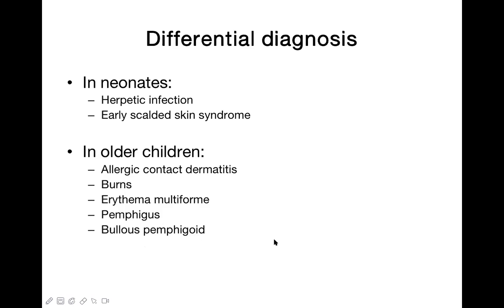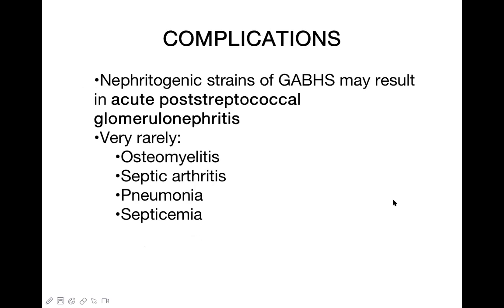So by the time a pemphigus patient comes to the hospital, those bulla are already ruptured, but in bullous pemphigoid, the bulla is still there. Now, some of the complications which can occur after impetigo: a nephritogenic strain of group A beta hemolytic streptococcus can lead to PSGN. If this bacteria has caused the infection, that means the non-bullous type, then PSGN can occur in that child or in that adult.